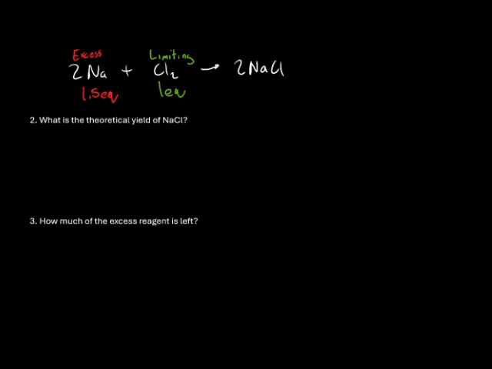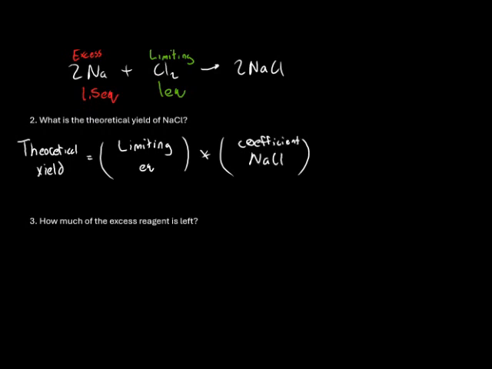To find the theoretical yield of NaCl, here's our equation to find that once again. We're going to start by taking the limiting equivalence. We multiply that by the coefficient for NaCl. We multiply that by the molar mass of NaCl. Our limiting equivalents were the 1 equivalent from Cl2. We multiply this by the coefficient for NaCl, which we see is 2. We multiply this by the molar mass of NaCl.